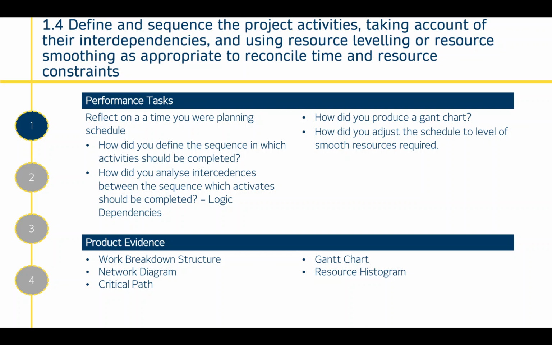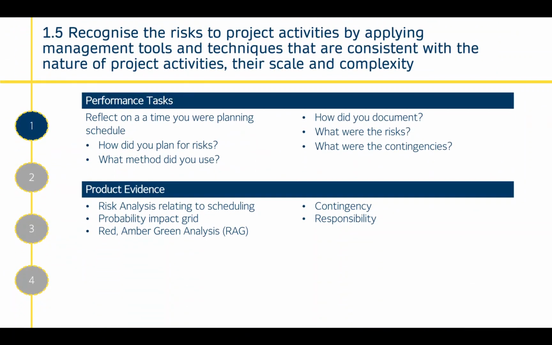For product evidence, this could be work breakdown structure, network diagram, critical path, Gantt chart, and resource histogram. Ideally all of them, if possible.